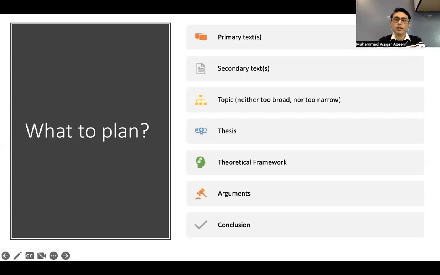Now, what further sharpens your topic is your thesis. So thesis is a more focused form of your topic, right? So you have a topic. What do you want to do with that topic? For example, you chose to write racism against the African American community in the US. Okay, so what do you want to say about that?